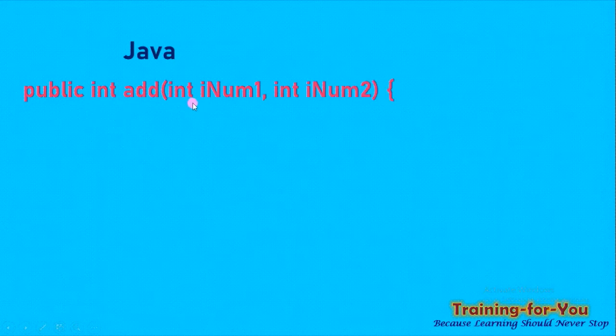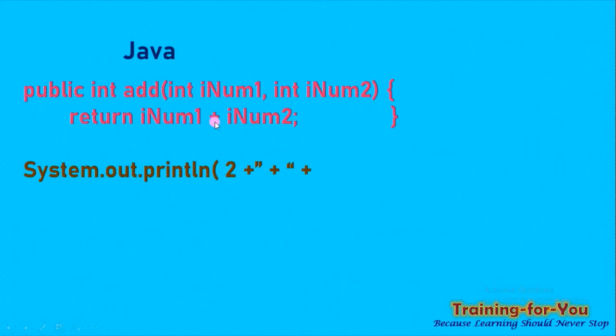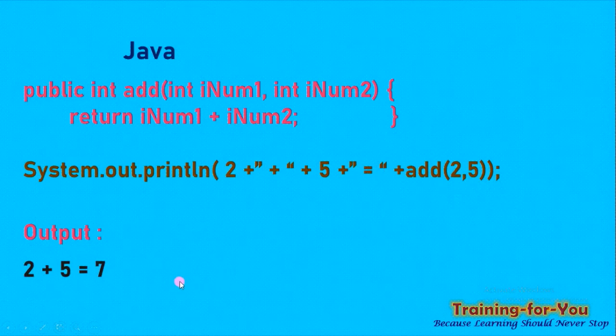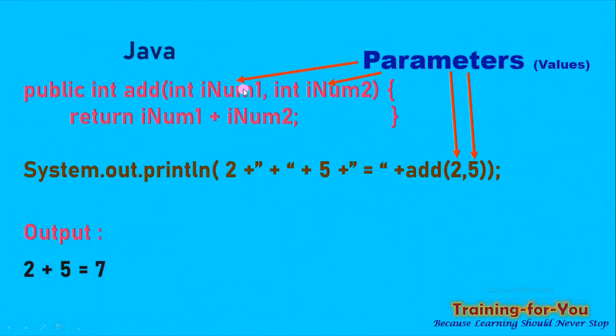Let us take another example in Java. So public int add(int num1, int num2), return num1 plus num2. Then we are calling this function add in this particular statement. Output would be 2 plus 5 is equal to 7. So here these are the parameter names and these are the parameter values. Here num1 and num2 are the names of the parameters, and when we call this function with these values, these are called parameter values. Hope we have understood what are parameters and what are parameter values.